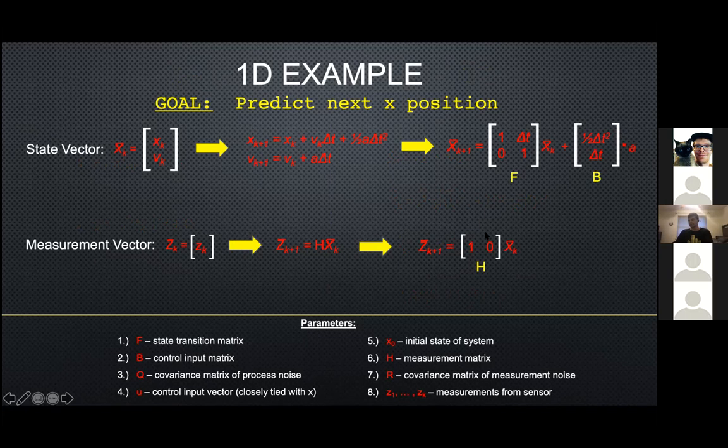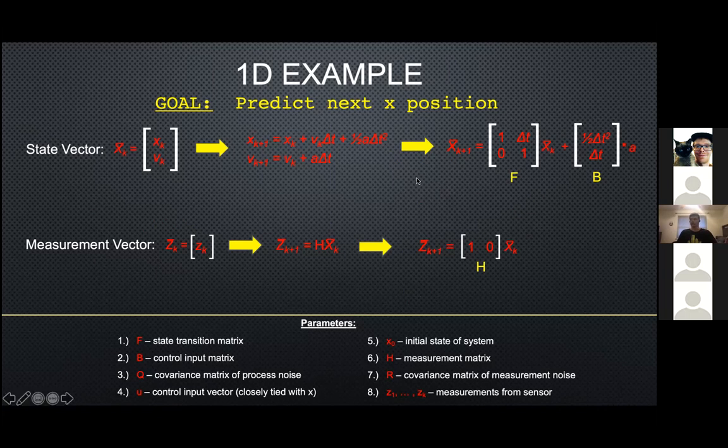For a 2D example, there would be 6 parameters, I believe. Instead of just X of K and V of K, you'd have X of K, Y of K, and then your yaw, so the angle that you're going at. Then you just have the derivatives of each of those, meaning your velocity in the X direction, your velocity in the Y direction, and your angular velocity. That would be the only difference. It would just be a larger matrix, but the same idea still holds. Once you grasp this 1D example, it's easy to extrapolate from there to your 2D example, and then from there your 3D example.